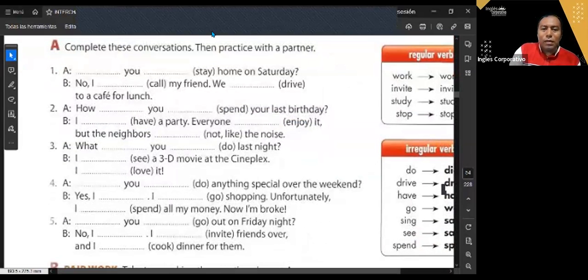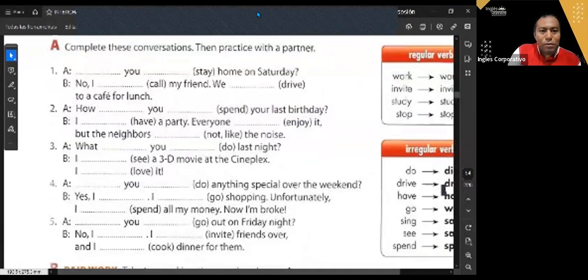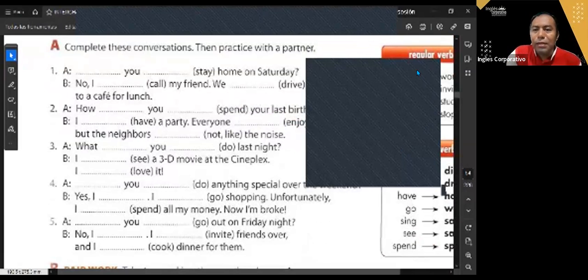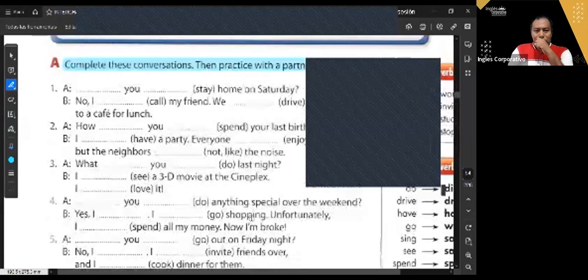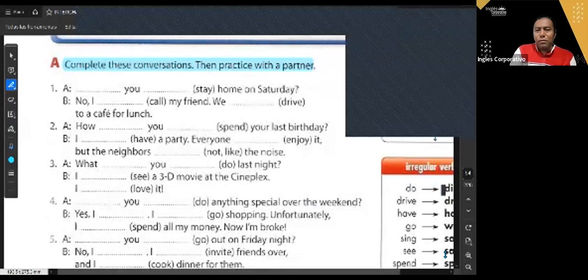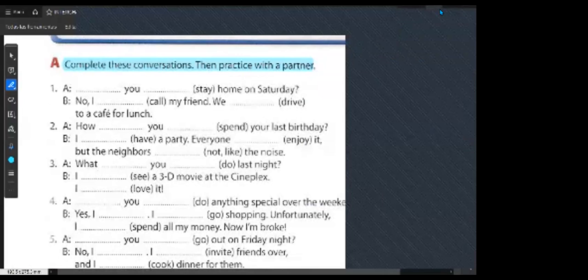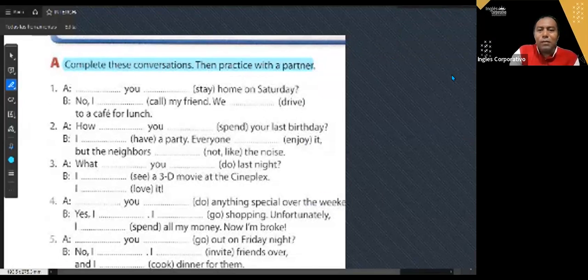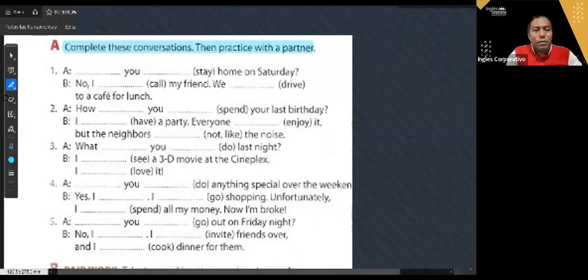Now, can you help me to read the instruction? ¿Me puede ayudar a leer la indicación, please? Andrea Alejandra, ¿será que me ayuda a leer la indicación? The instruction, please. Can you help me to read the instruction about this one? Part A, complete this conversation. Practice with a partner. Ahí hay un cuadrito, ahorita lo quito. Ok, ya lo quité. Ok, yes, complete with a partner, right? Very good. That's nice. Ok, so you're going to help me to complete. Me va a ayudar a completar.